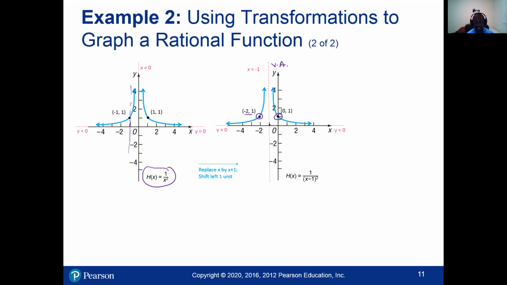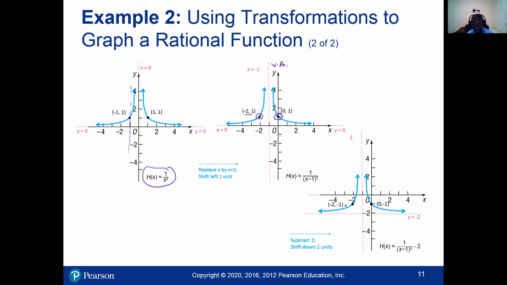And then we're going to shift this down. It means that the horizontal asymptote will go down 2 units. And when we do that, we have this graph. Everything goes down. That means that if you take this point and go down 2 units, you subtract 2 from the y-coordinate. So 1 minus 2 will be -1. That's why we have the points (-2, -1) and (0, -1). And that gives you this graph. So the equation of the horizontal asymptote is y equal to -2. The equation of the vertical asymptote is x equal to -1, as I've indicated over there.